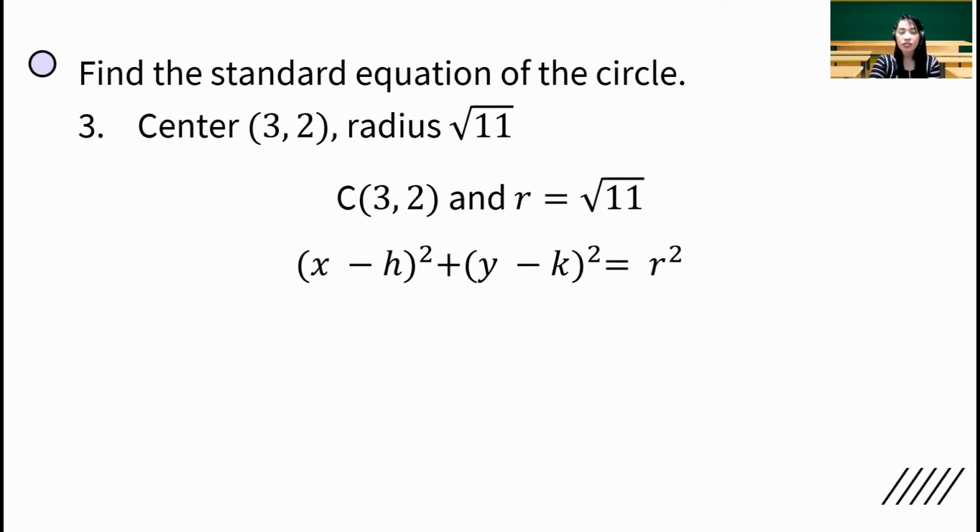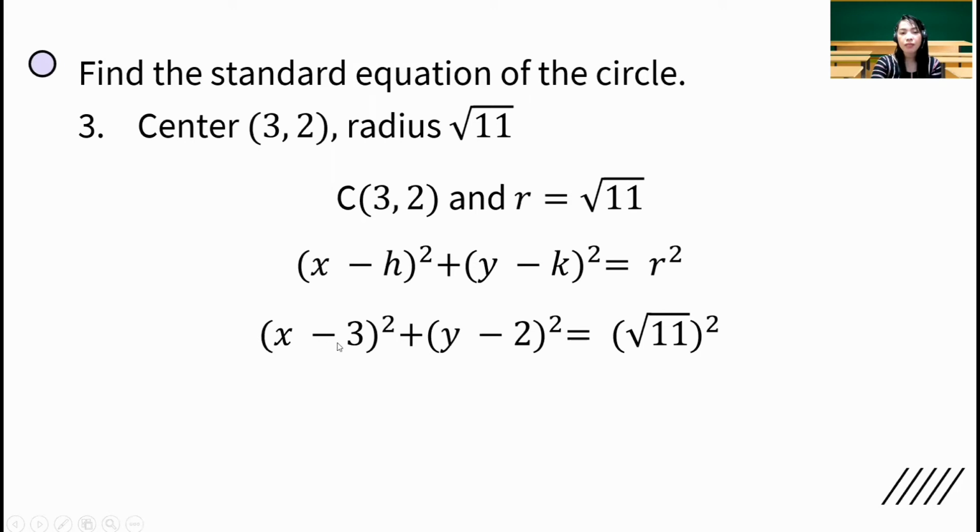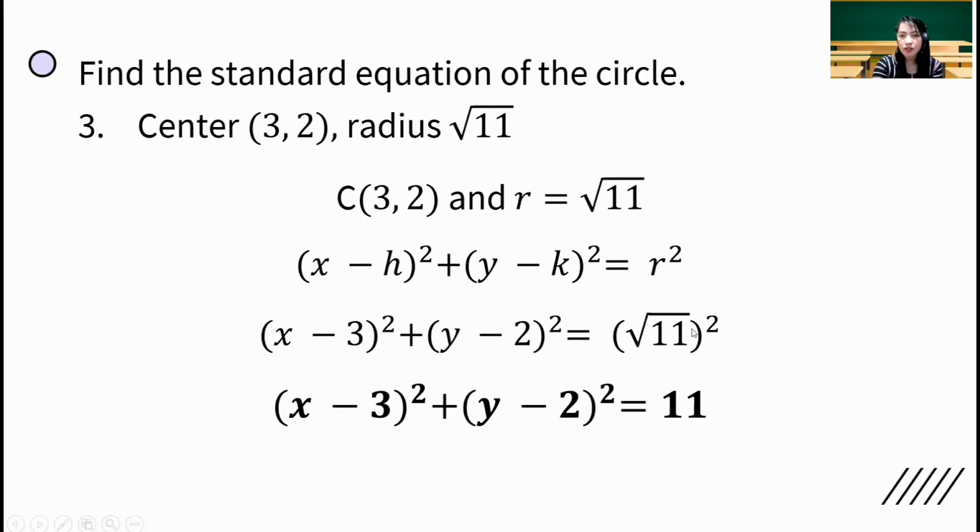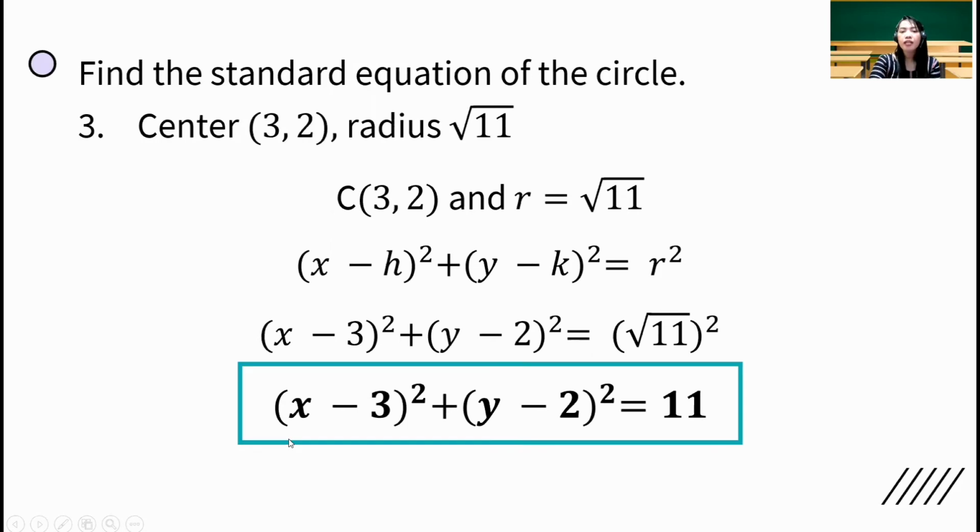Given the standard equation, and given the center and radius, just substitute it into the equation. So we have the quantity x minus 3 squared plus the quantity y minus 2 squared equals the square root of 11 squared. To simplify the right side of the equation, we cancel the square root symbol and the exponent 2, so what remains is 11. We have the quantity x minus 3 squared plus the quantity y minus 2 squared equals 11.